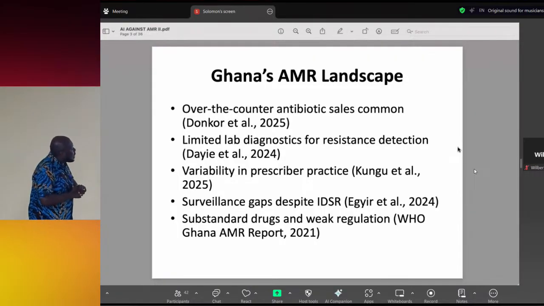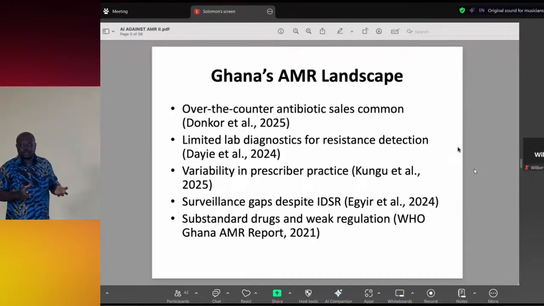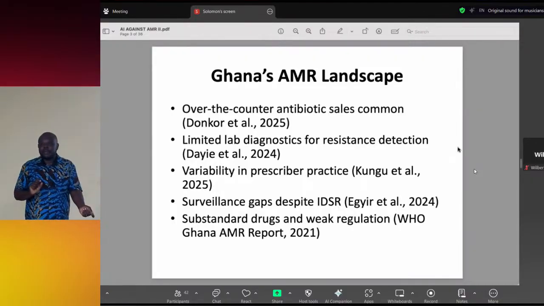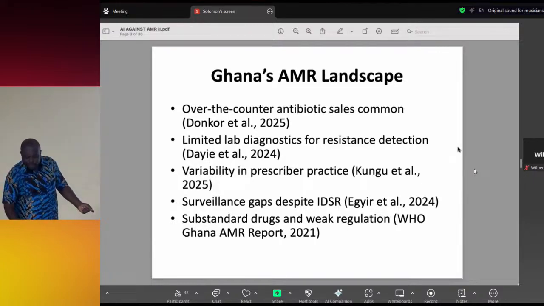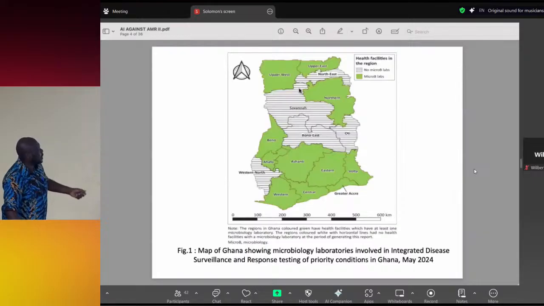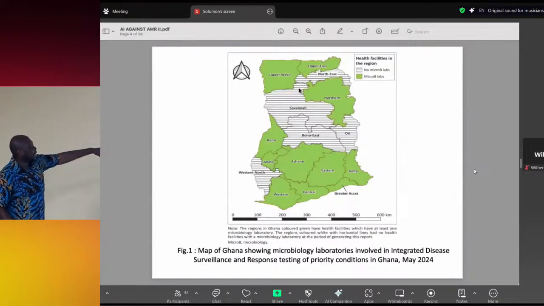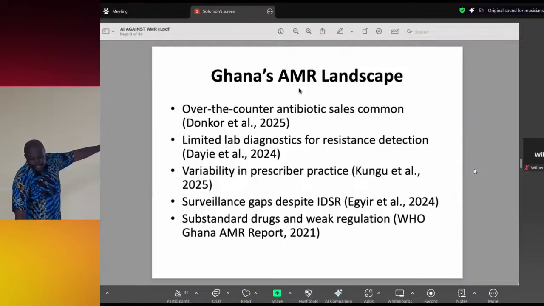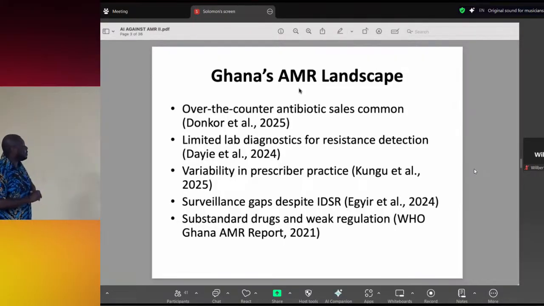Limited drug diagnostics for resistance detection. So ideally, you come to the hospital, you have a fever, we have to draw your blood, examine it, find out which organism and target the treatment to it. But this is not happening, partly because the majority of the country does not have the labs. And from this map, about half of Ghana, the areas shaded white, do not have laboratory facilities. So then we can't even test to determine the resistance in the first place.